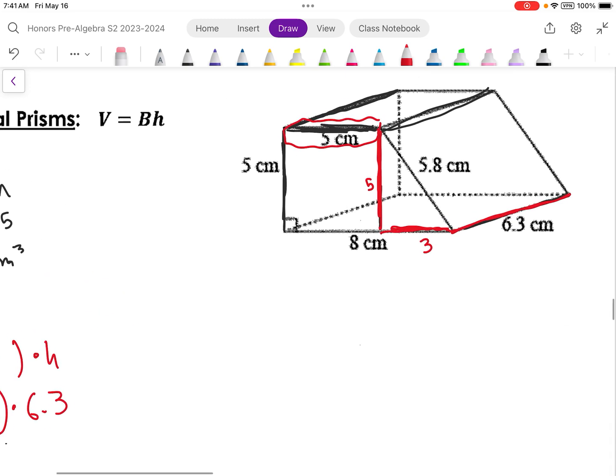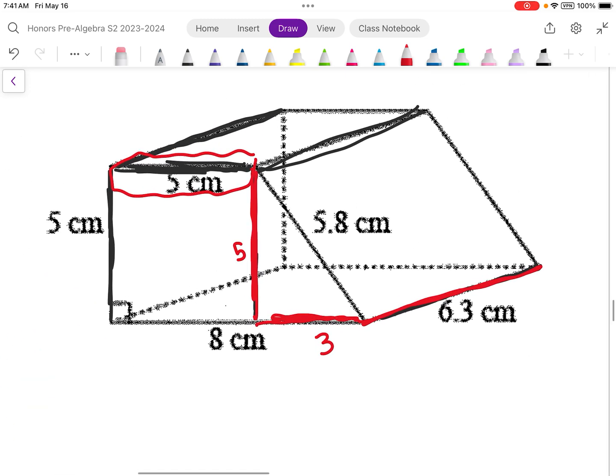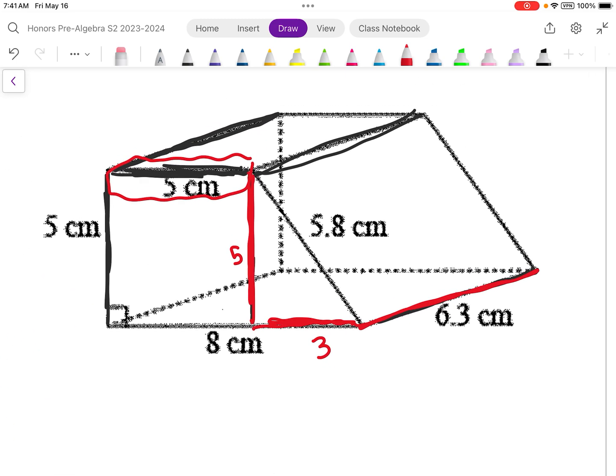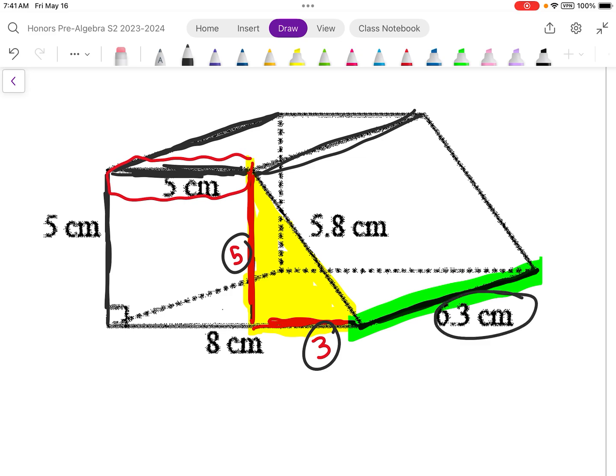Now, the height is 6.3 because technically this is laying on its side. The height is always going to be the long portion here that is not on the base. So you could see that the base is this triangle here. This is the base of our shape. And so to find the area of the base, we have to use the height here and the width here. And then this makes it the last measurement.